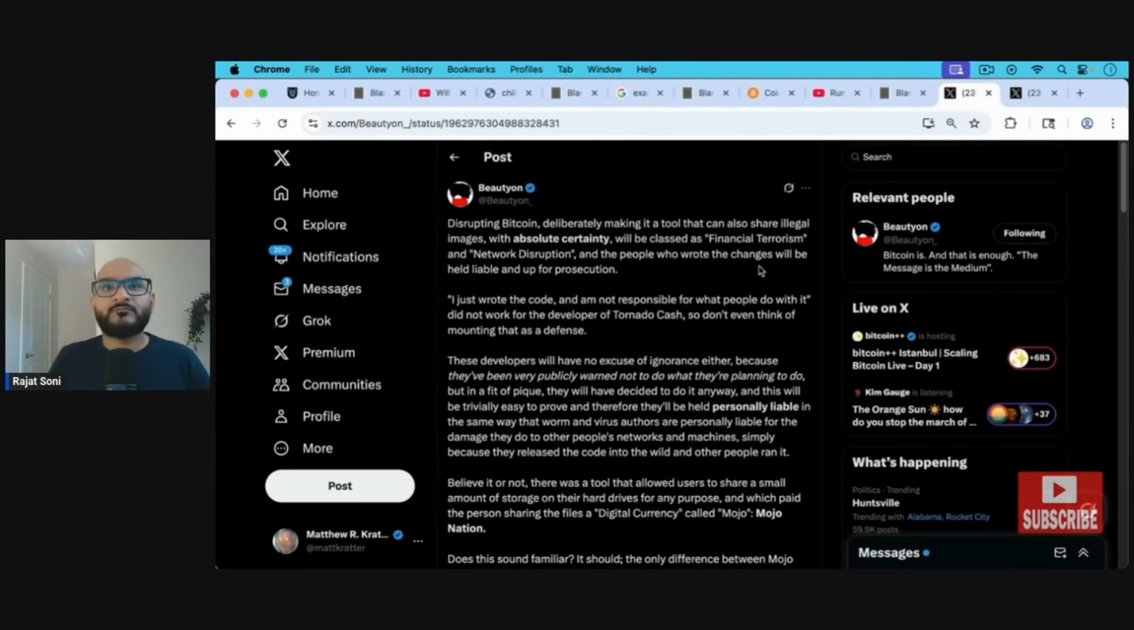Disrupting Bitcoin, deliberately making it a tool that can also share illegal images with absolute certainty, will be classed as financial terrorism and network disruption. And the people who wrote the changes will be held liable and up for prosecution. Quote, "I just wrote the code and I'm not responsible for what people do with it." That did not work for the developer of Tornado Cash. So don't even think of mounting that as a defense.